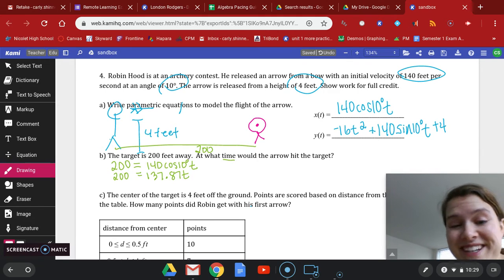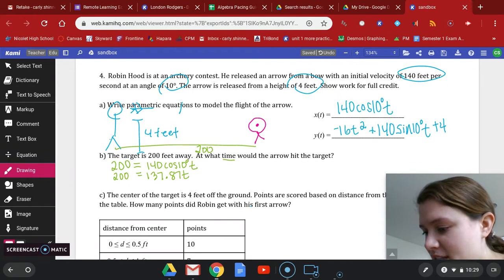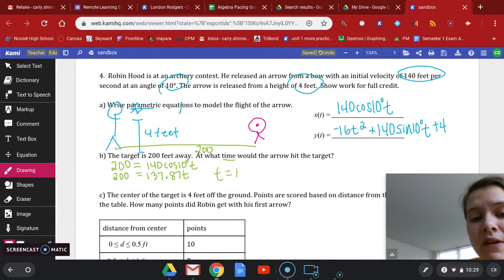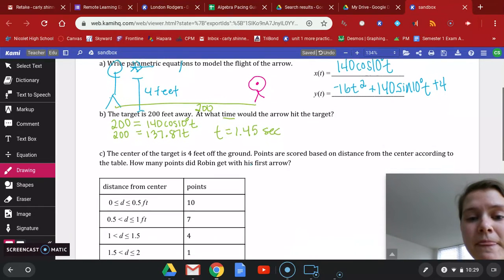So now we're going to divide both sides by that 137.87, and I get a t of 1.45 seconds. Alrighty, so that's the time that the arrow would hit the target.